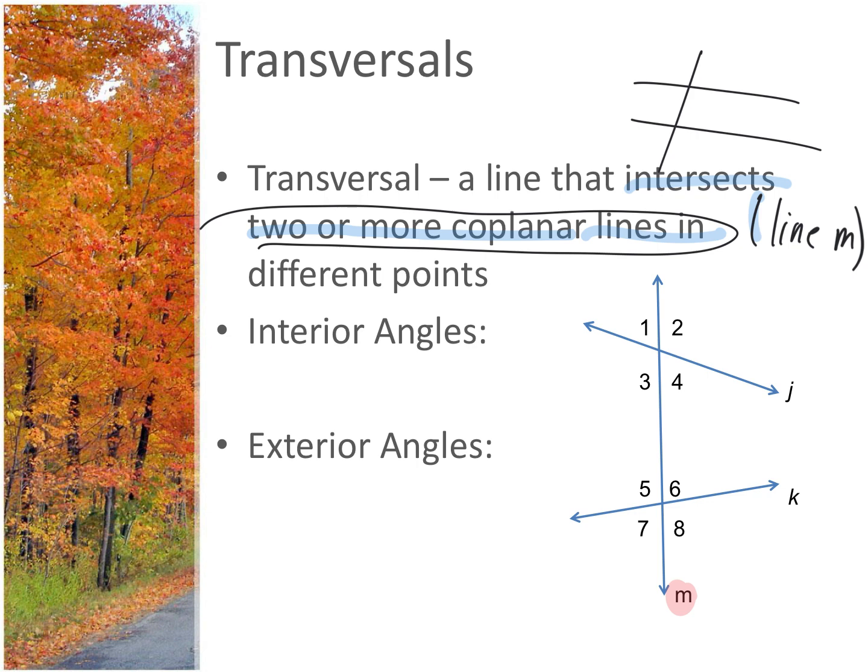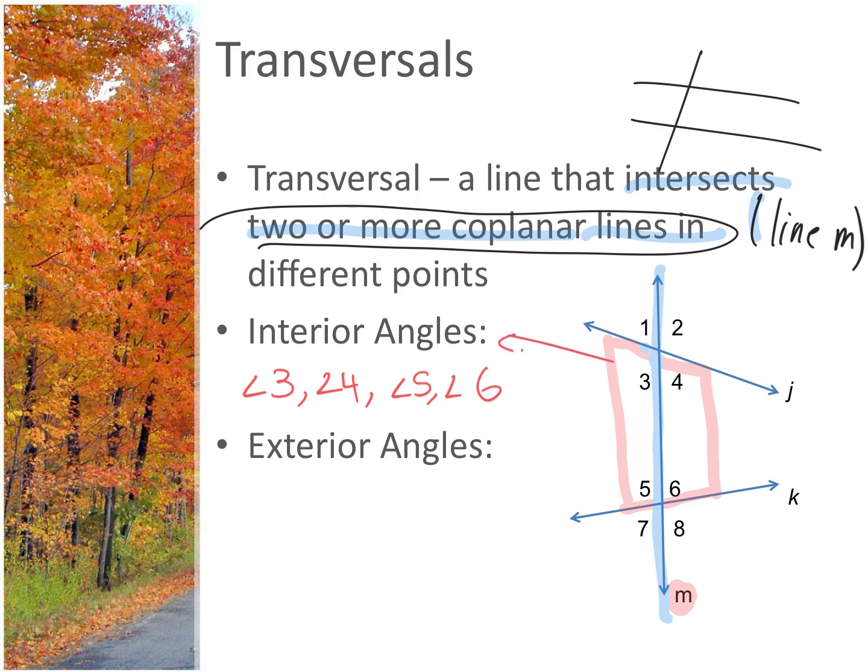So they want us to do interior angles and exterior angles. So I'm going to do it in red. The interior angles are all here. The reason those are interior angles is because they're the ones being cut by the transversal line M, and they are in between the two lines that the transversal is intersecting. So I'm going to write the interior angles are angle 3, angle 4, angle 5, and angle 6.